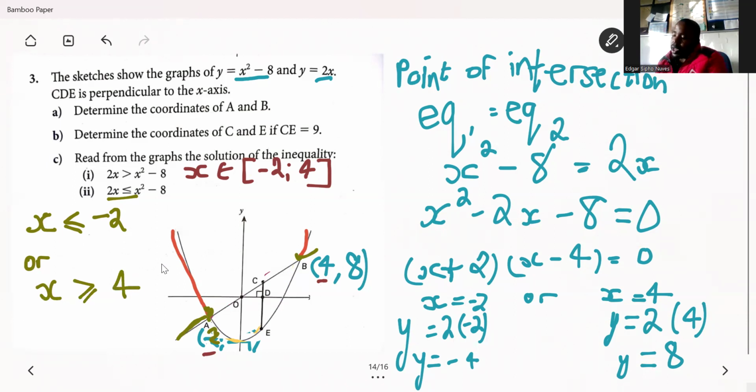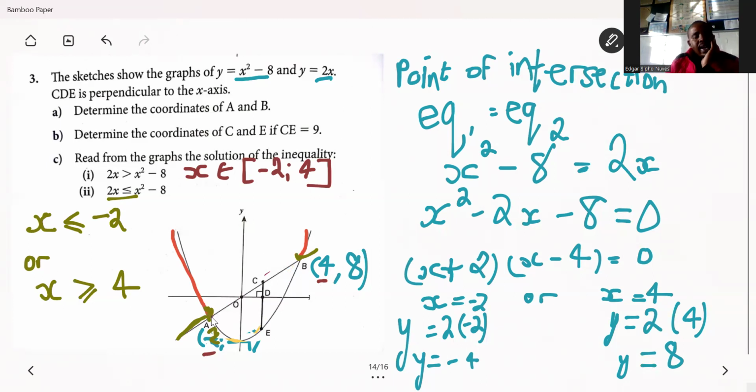So let's explain that again. That answers the last part, question C, where we're asking where 2x is less than or equal to x squared minus 8. In other words, where the straight line is below the parabola. Here the parabola is above the straight line. Here the parabola is above the straight line. Between A and B, the straight line was above the parabola.